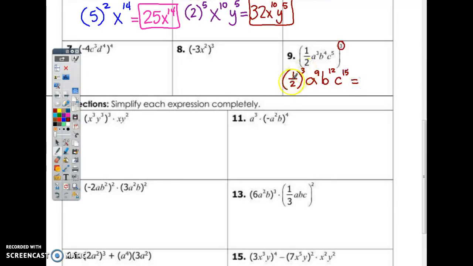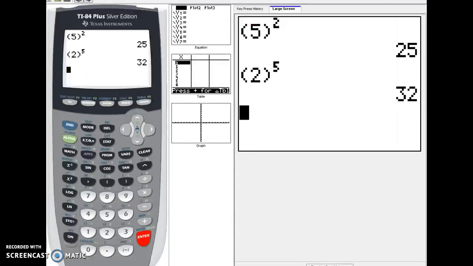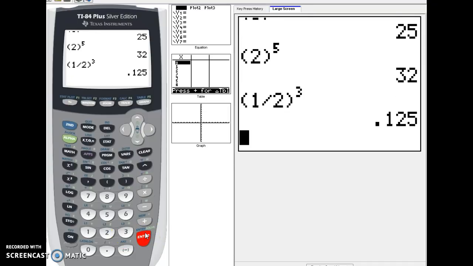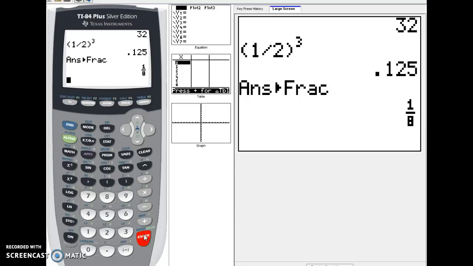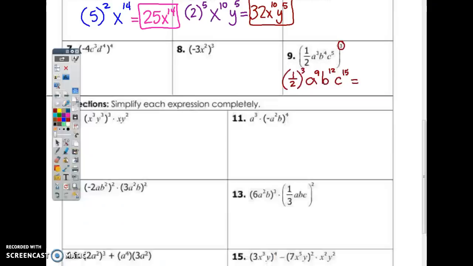And my c, 5 times 3 is 15. So all I need now is to put this in the calculator, math enter, and see what it gives you. So let's go ahead and do that. Parentheses 1/2, 1 divided by 2, to the power of 3. Enter. Gives you a decimal, so you do math, enter, enter, and it gives you the fraction back. So that's 1/8. So my coefficient for the answer is 1/8. A to the 9th power, B to the 12th power, C to the 15th power. Okay?